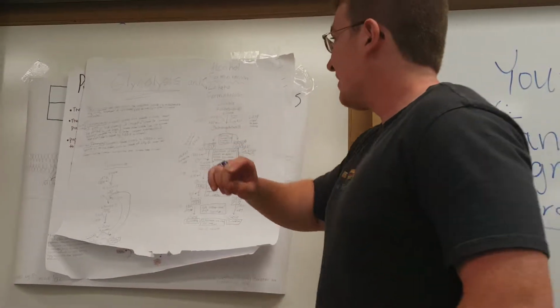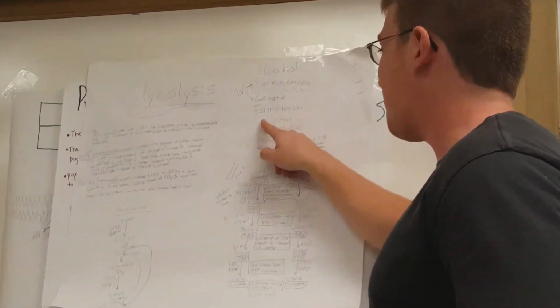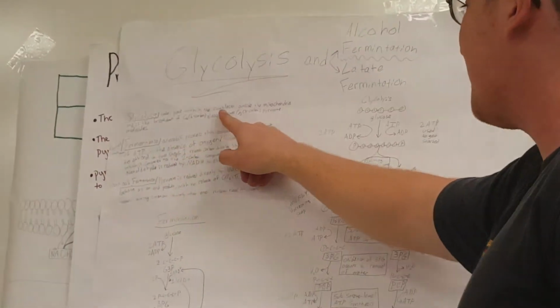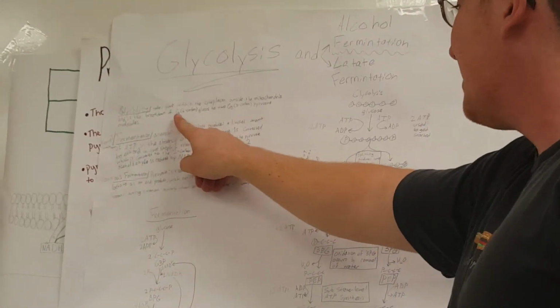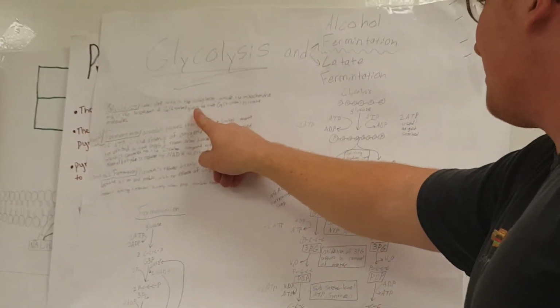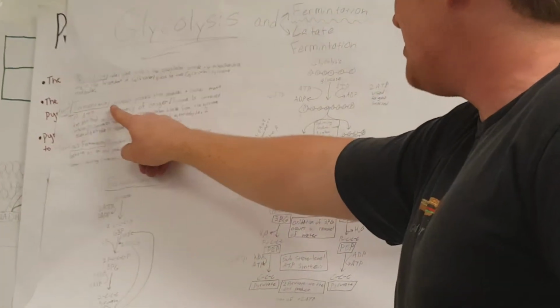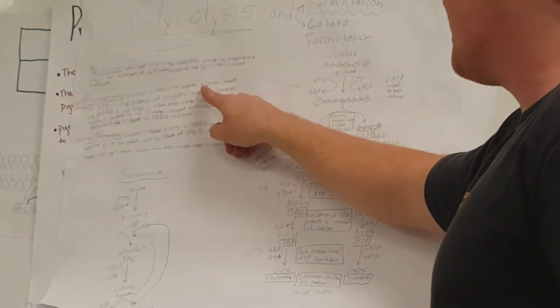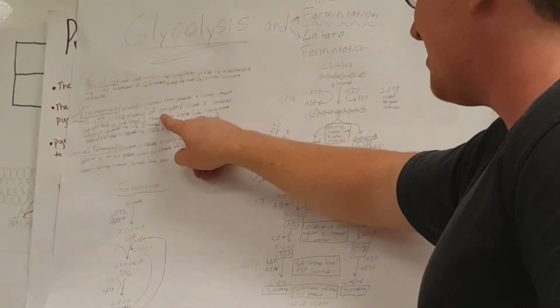We have glycolysis, alcohol fermentation, and lactate fermentation. Glycolysis takes place within the cytoplasm, outside the mitochondria, and is the breakdown of 6-carbon glucose to 2-carbon pyruvate molecules. Fermentation is an anaerobic process that produces a limited amount of ATP in the absence of oxygen.